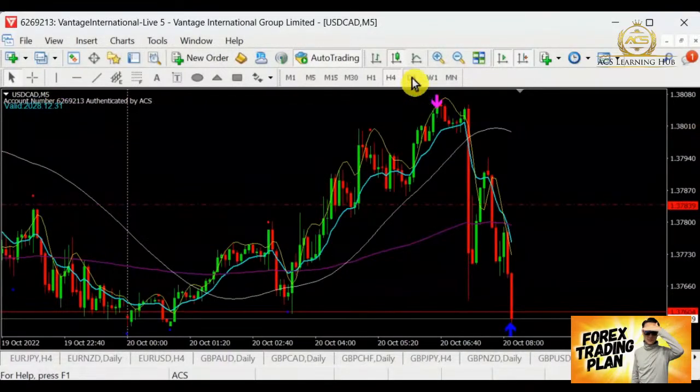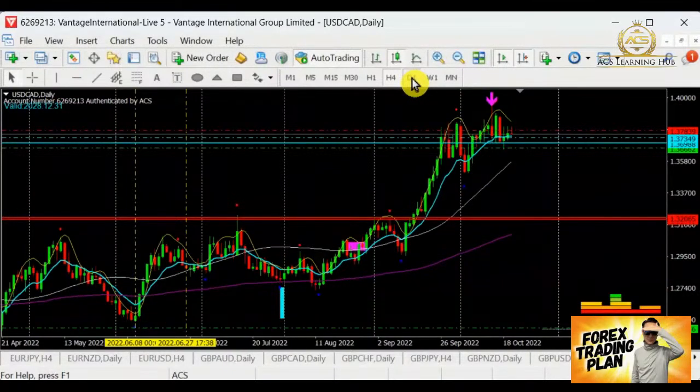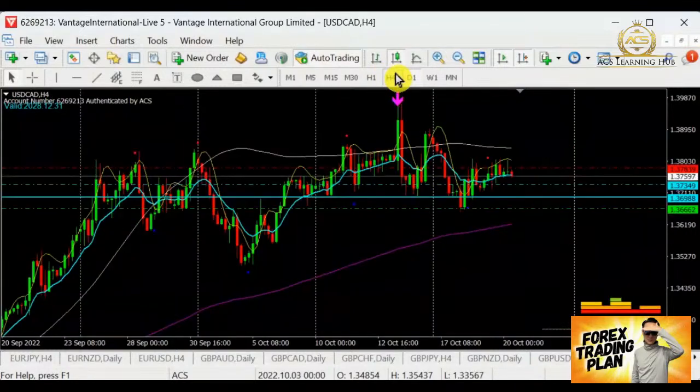For Dollar CAD, we are still in the bull. This is a pullback here. For the past few days it has been setting up a slow buying volume. It seems like they are waiting for something, that's why the price is moving a bit slow. So we are on the resistance now.